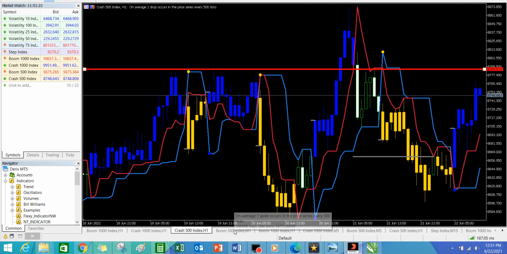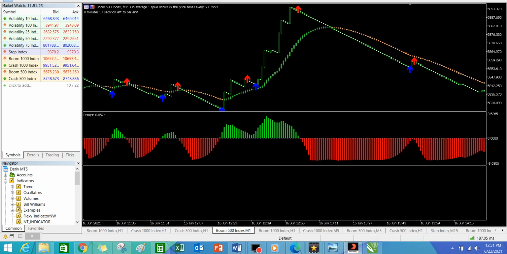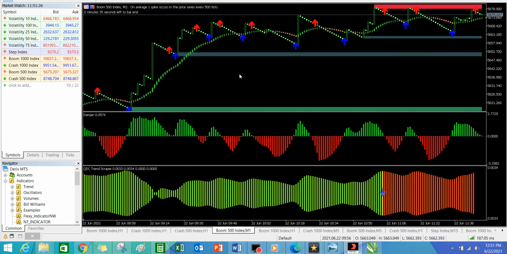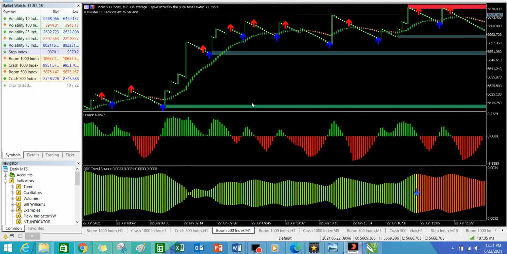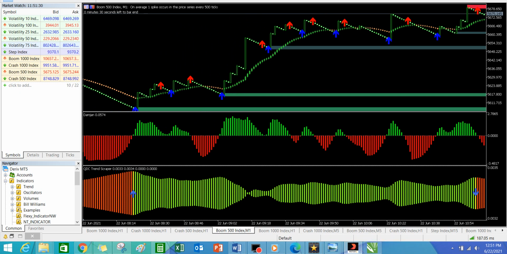Okay, so that is that. Let's check out what is happening with Boom 500. Okay, for Boom 500, it's been on a very strong uptrend. I'm using the QDC scraper indicator. You can check it out.